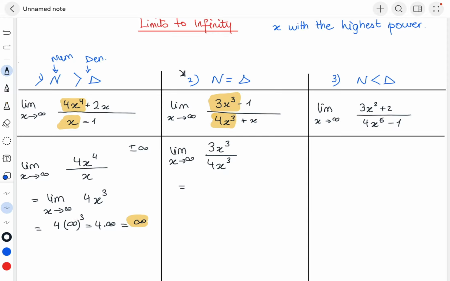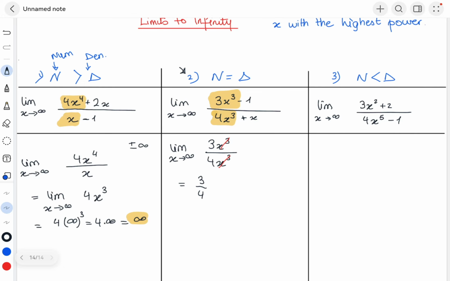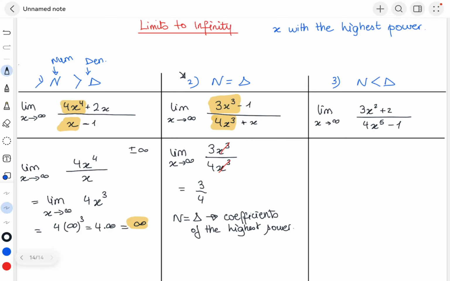And now we can simplify that by cancelling out the x cubes. So we'll be left with 3 over 4. Whenever the numerator is equal to the denominator, the final answer will be the coefficients of the highest powers, of the highest x powers. Of course, we'll do more examples incoming.